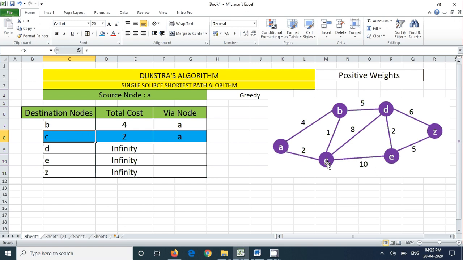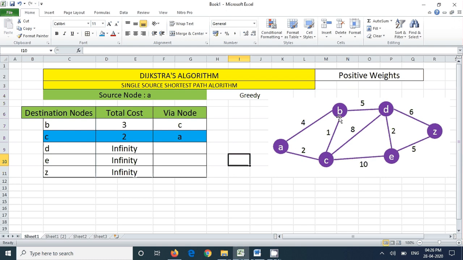To come to C, what is the cost? Because we are doing it from A, to come to C the total cost is 2. C is taking 1. So 2 plus 1 is 3, because we are always starting from A only. To come to C from A is 2. C is going to B with the cost of 1. So 2 plus 1, 3. 3 is less than 4. That means I have to replace. So 4 is replaced by 3, and the via node is changed to C. Okay.